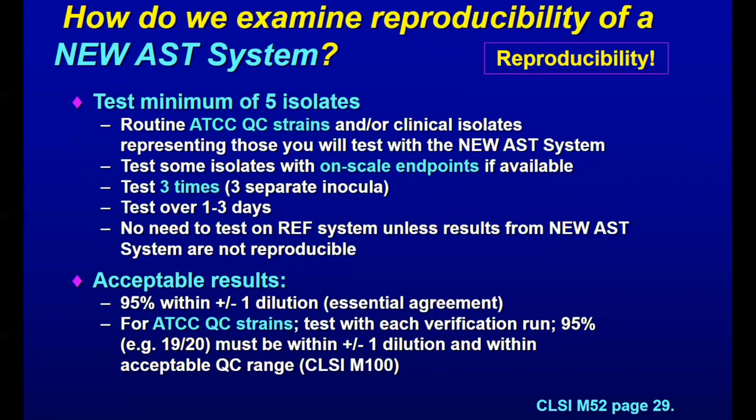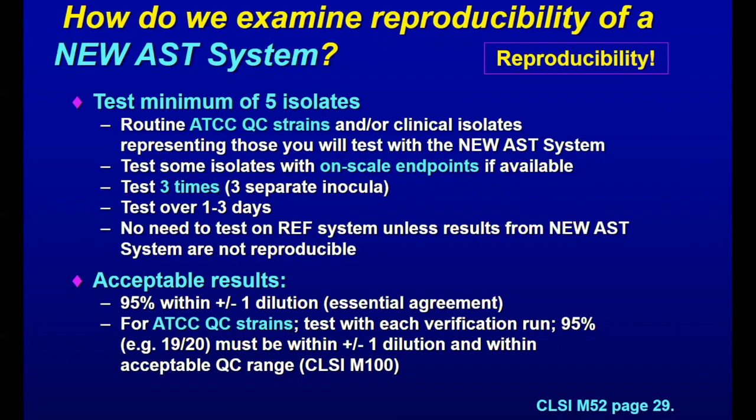And there's really no need to test the isolates with the reference method unless you see failure of reproducibility with your new test system. You can use this for troubleshooting. What is acceptable in terms of reproducibility? We want 95% of the results for an isolate to be within plus or minus 1 2-fold dilution, and this is basically essential agreement of those isolates you're examining for reproducibility.